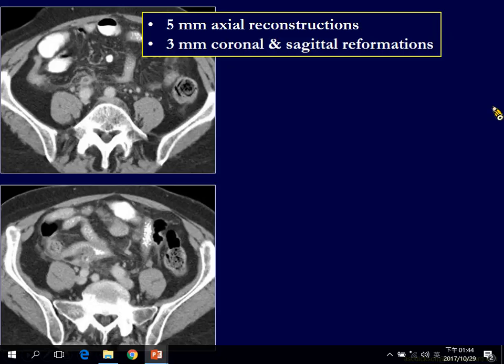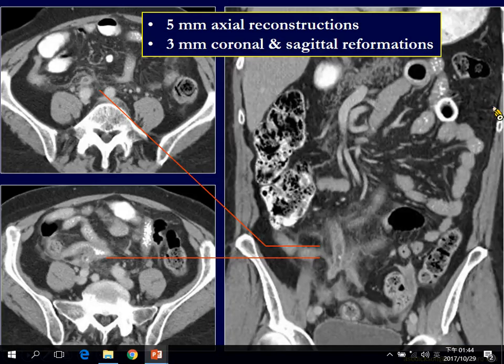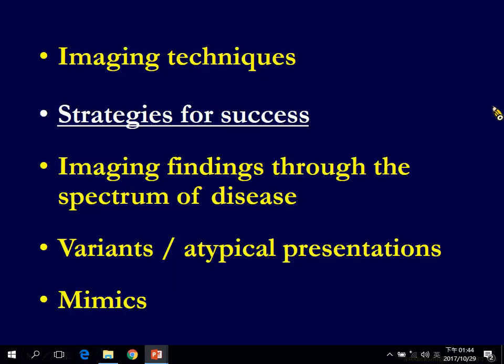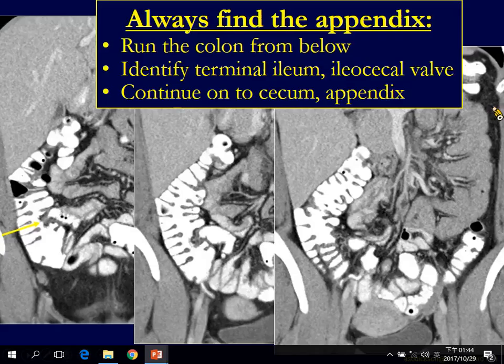We do 5 millimeter axial reconstructions here. We do 3 millimeter coronal and sagittal reformations. The coronals are traditionally the most helpful because the appendix just happens to line up very frequently in the coronal plane. It makes it very easy to visualize a much longer course of the appendix than these short cross sections here. Very helpful for communication. Some strategies for success: always find the appendix, at least in your ED scans.